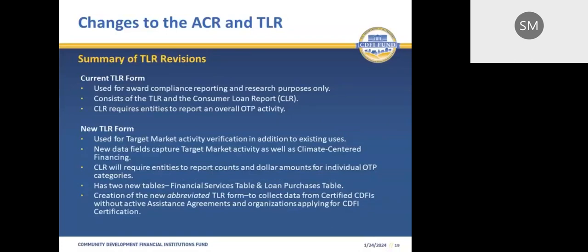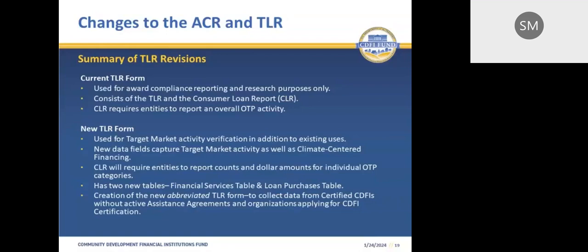The current TLR form, which is known as the CDFI NACA RRP TLR, or the full-length TLR, as we discussed earlier, has been historically used for compliance and research purposes only. It can have up to 2 components, depending on your financial institution type and the purpose of the financial product transaction. The main component is the TLR, but if you are a bank or credit union that has originated consumer loans, then you must complete the Consumer Loan Report, also known as the CLR.